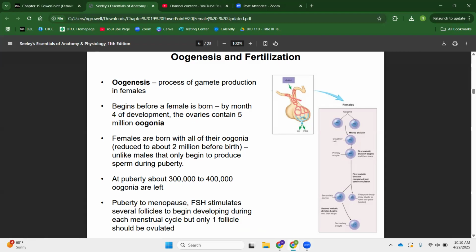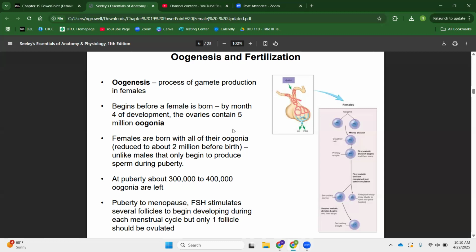By month 4 of development, the fetus is going to contain 5 million oogonia. So these are immature egg cells. They're not ready to be fertilized, but they are ready to mature further. So females are born with all of their oogonia. Males don't really start producing sperm until puberty. Females are born with all of their oogonia.